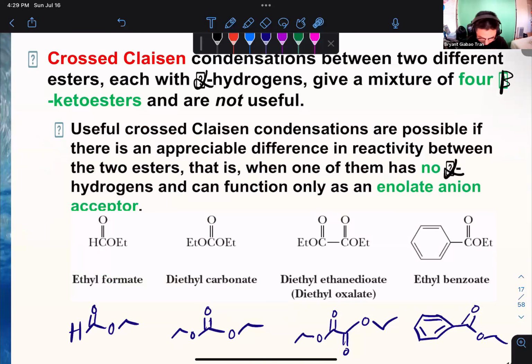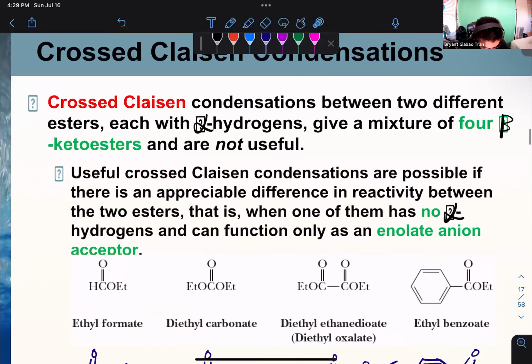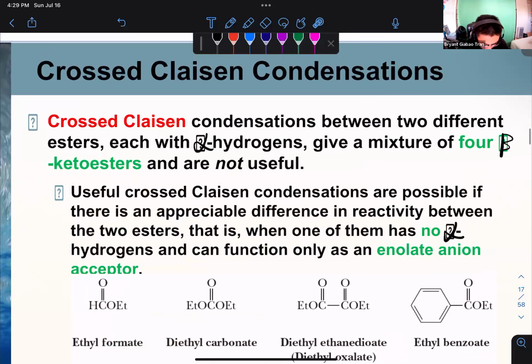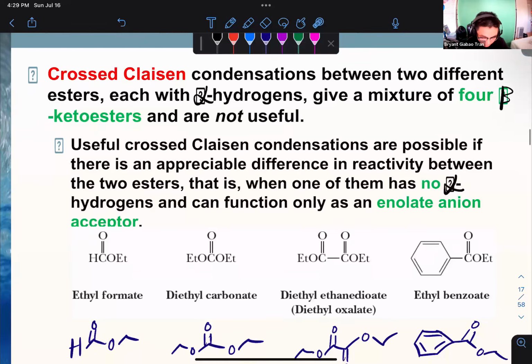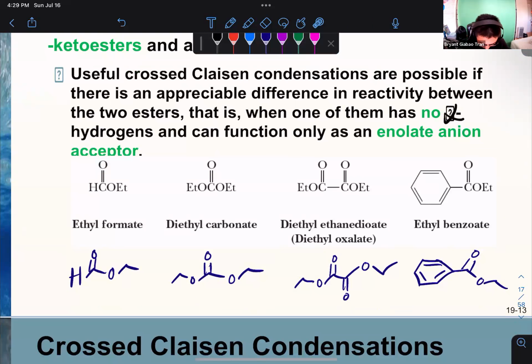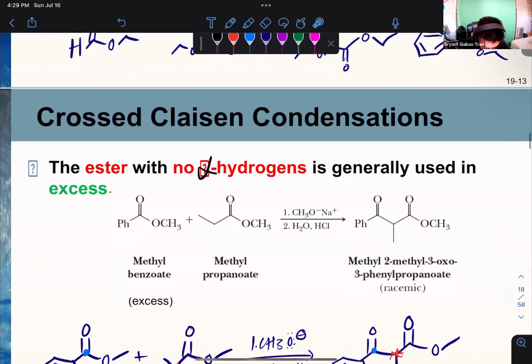For cross Claisen condensation or cross aldol condensation, that's when you have multiple esters or multiple aldehydes and ketones that could be the nucleophile. So there could be more than one nucleophile, which will give you multiple products. So I'll show you an example of that over here.